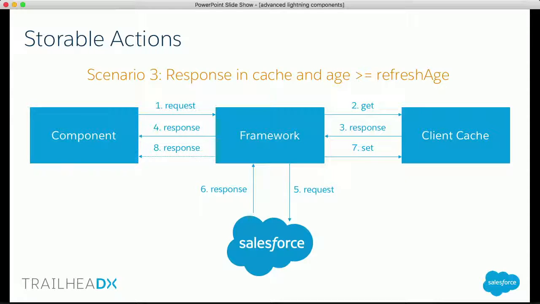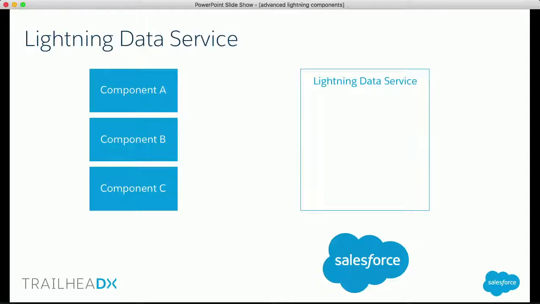So important to know. Are we clear on storable actions? So that's the easiest. You can go back to your hotel room tonight and set storable all over the place. Remember, only non-mutable. And you will be amazed at the difference that it makes. So that's a first way to add caching to your applications. There is a second way, which is called the Lightning Data Service.